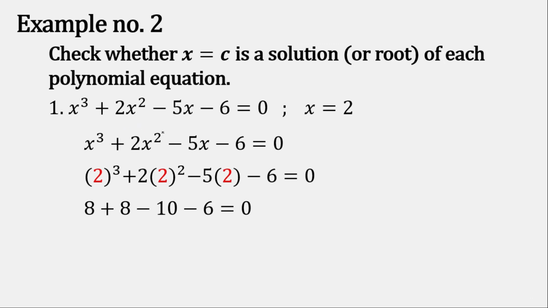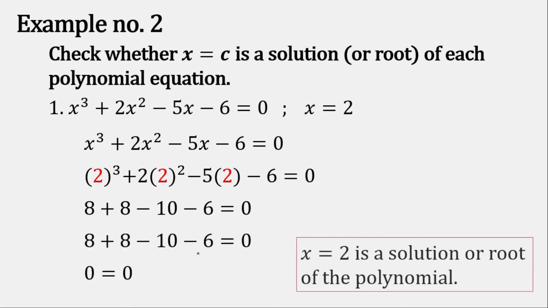Now, if you find this hard to do, just substitute. The red ones are x before, and now I make it 2. Then I eliminate the exponent first by doing this. 2 raised to 3 is 8. 2 raised to 2 is 4, times 2 is also 8. Then 2 times negative 5 is negative 10. Then negative 6. Then I will just simplify them and get 0. So therefore, 2 is a root.